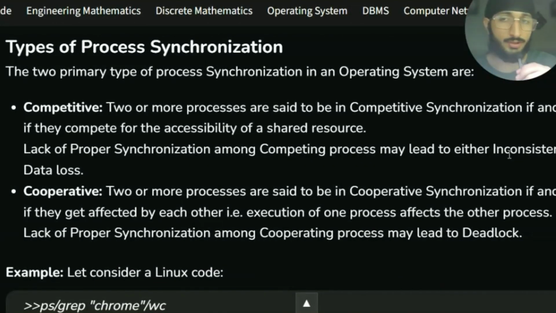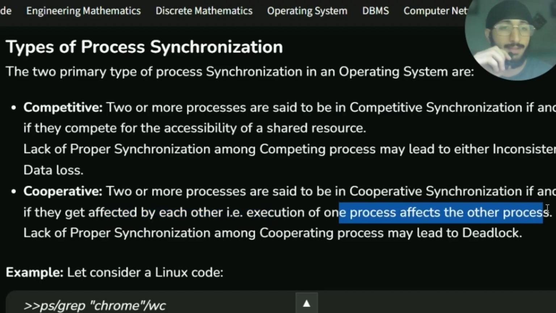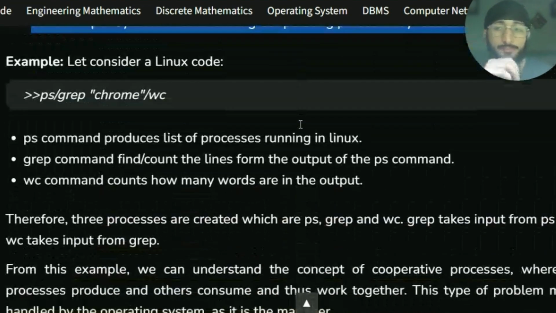Now, types of process synchronization. First is competitive. Two or more processes are said to be in a competitive synchronization if and only if they compete for the accessibility of a shared resource. Lack of proper synchronization among competing processes may lead to either inconsistency or data loss. And secondly, cooperative. Two or more processes are said to be in a cooperative synchronization if and only if they get affected by each other. That is, execution of one process affects the other process. Lack of proper synchronization among cooperating processes may lead to a deadlock.